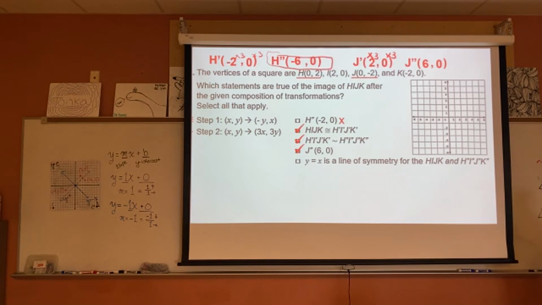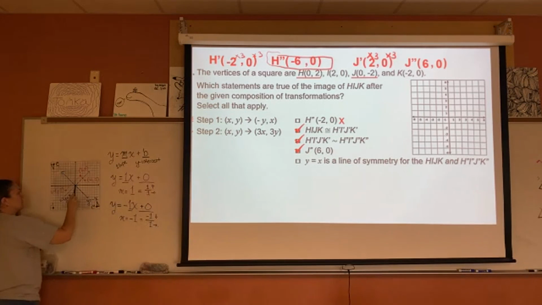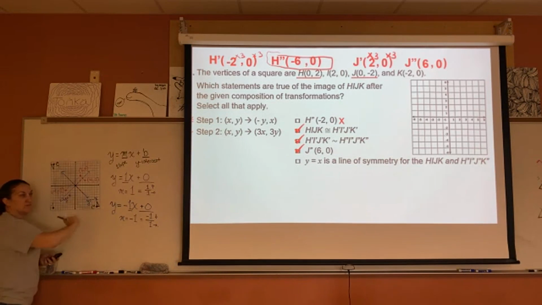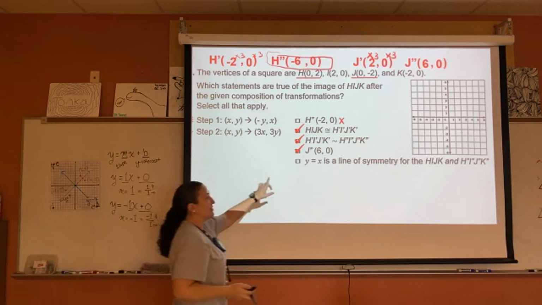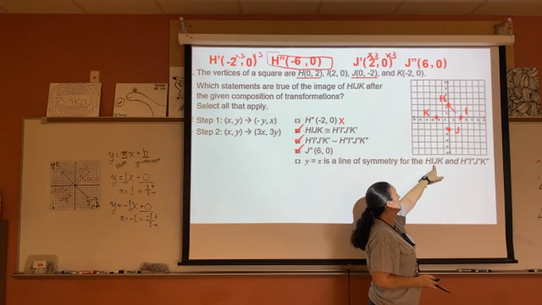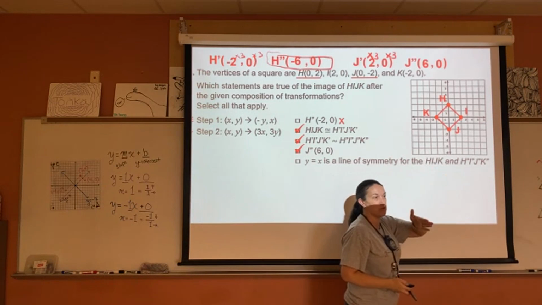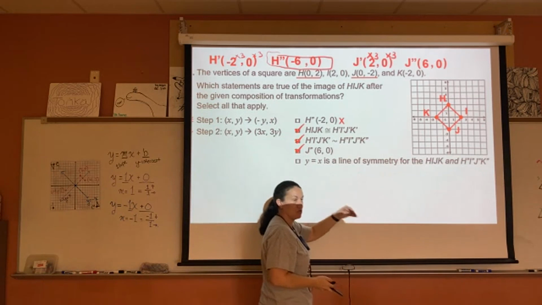The last one. This one's fun. Kind of have to graph it, at least for this one. So this one says the line y equals x. Remember, we talked about this line earlier. It looks like this. Goes right through the center, up one, right one, up one, right one. Is a line of symmetry for HIJK and HIJK double prime. So the original and the final image.